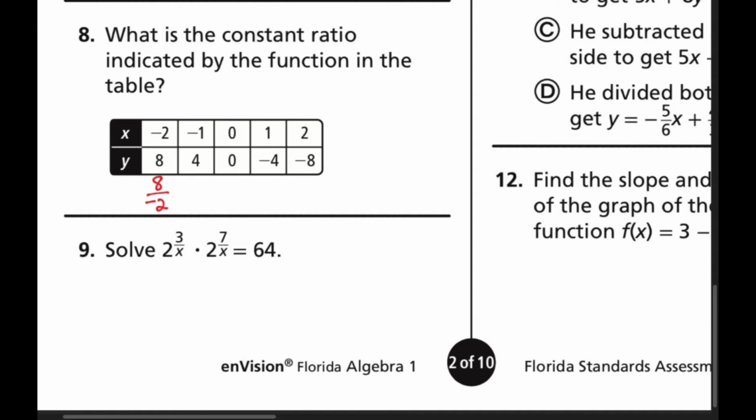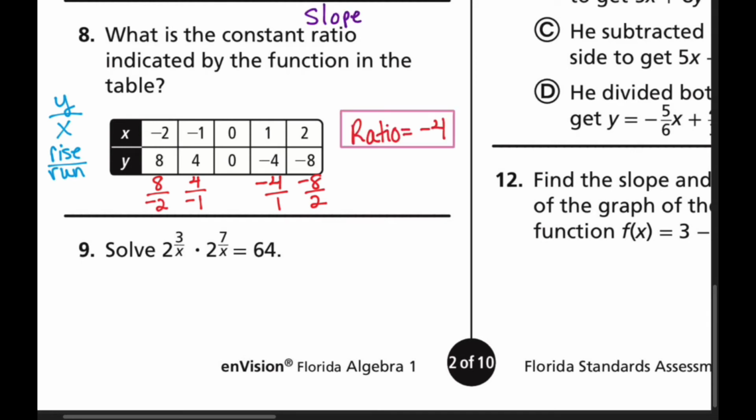So what I'm going to do first is, to see the ratio, I have 8 divided by negative 2, 4 divided by negative 1, 0, negative 4 divided by 1, and 2 divided by negative 8, or negative 8 divided by 2, which is the same thing. So if you look, rise over run, the constant ratio is negative 4. And this is probably a quadratic, which is the reason why I flipped the last one, because when you're multiplying, it ends up being a positive. So the ratio is negative 4 throughout the entire function.